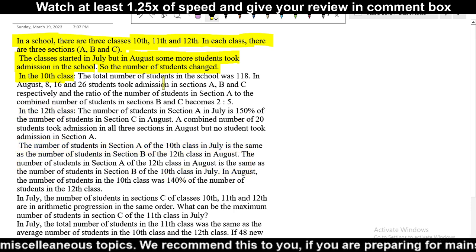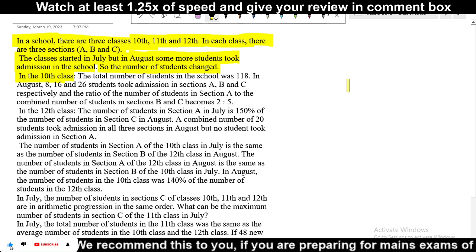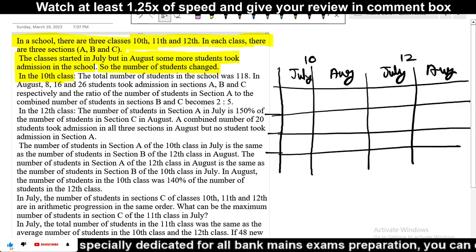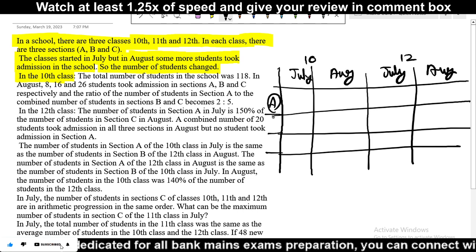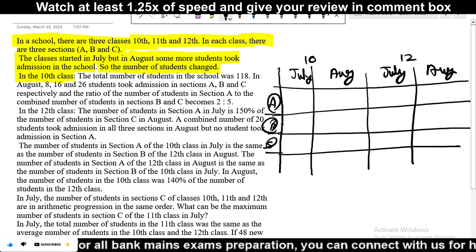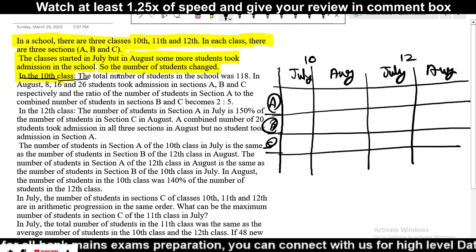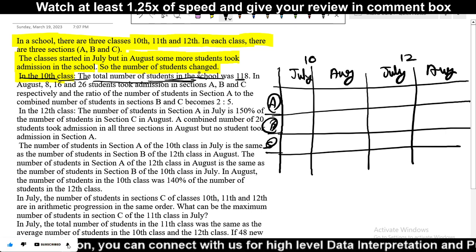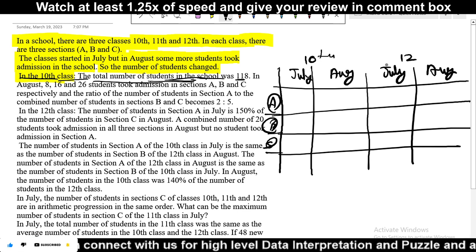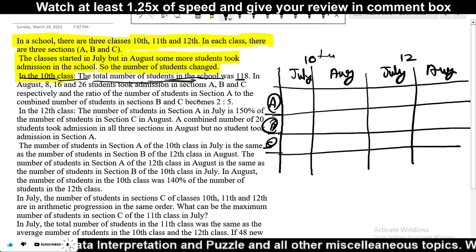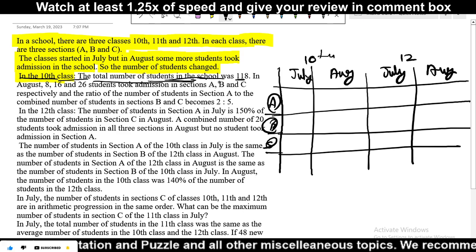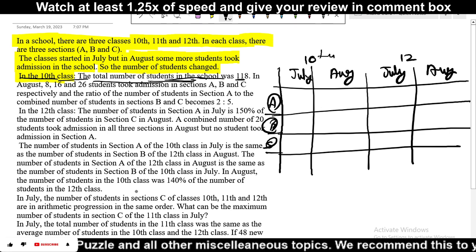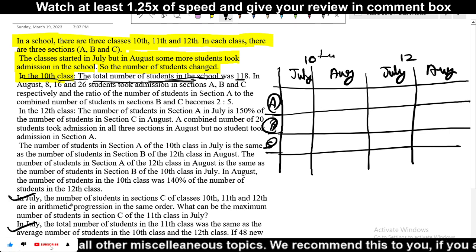Before starting, let me first draw the diagram which will be required for this. I have drawn a basic structure. I have not drawn the columns for 11th class, because no data is given about 11th class. If we read ahead, you will see that no data is given for it. So I have skipped that. The 11th class data we will find out directly from the questions.